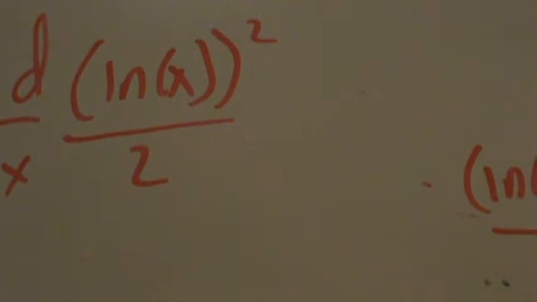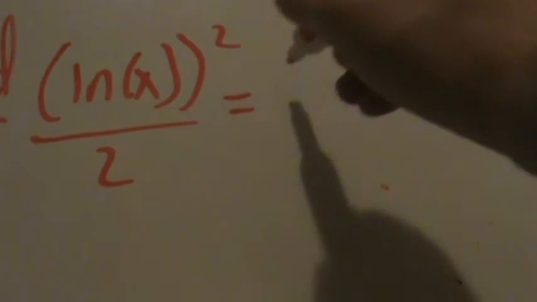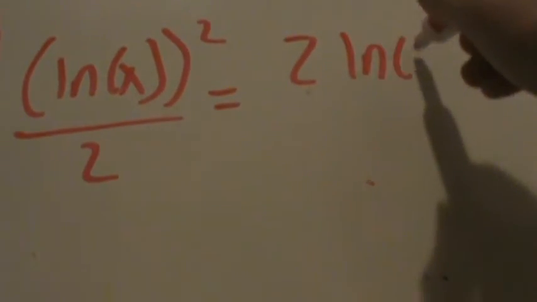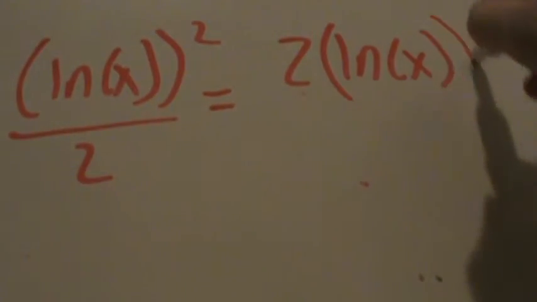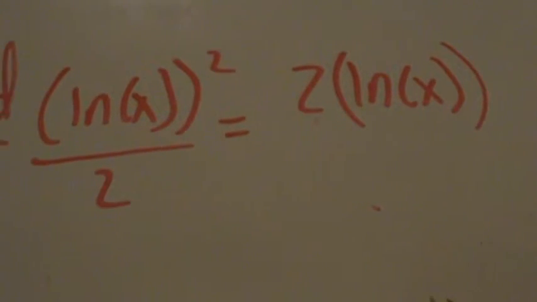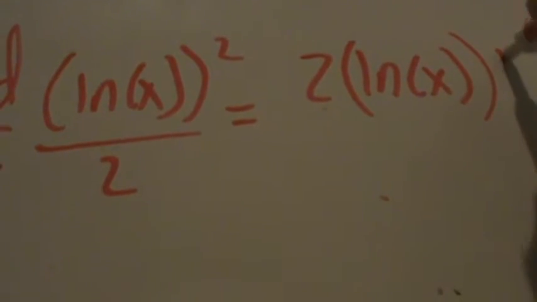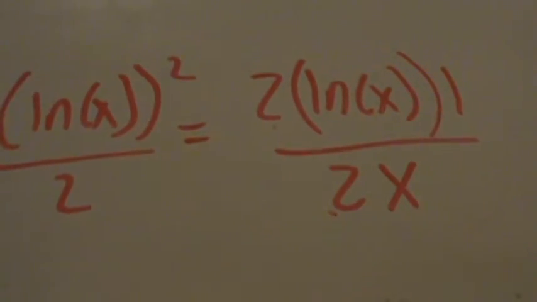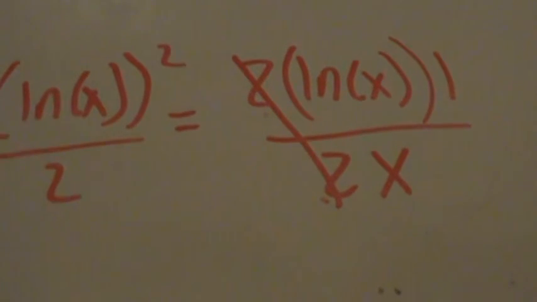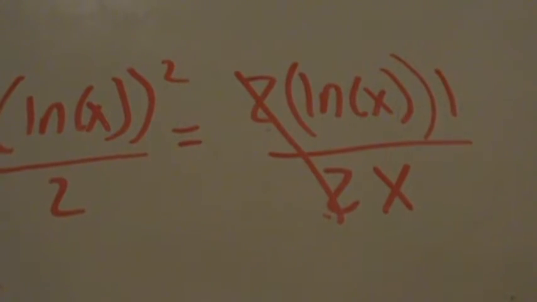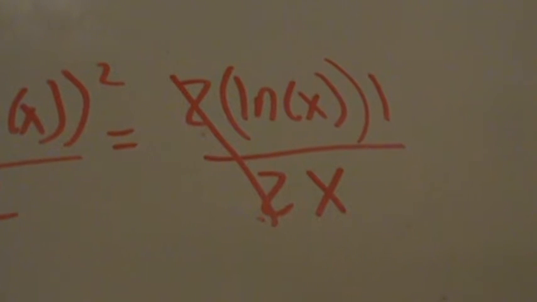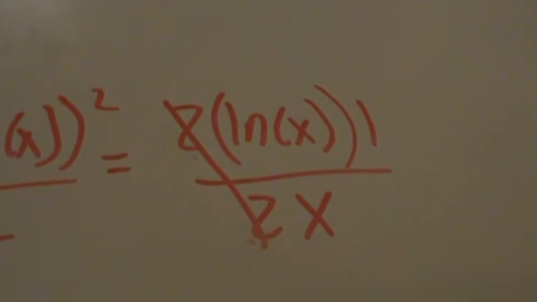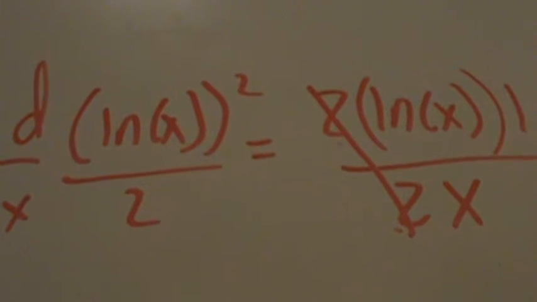Okay, so we basically have to follow chain rule here. So we know that this is equal to 2 ln of x, but what do we still have to do? We still have to take the derivative of the inside, which is 1 over x. So we have 2 ln of x over 2x. And then what happens? The 2s cancel. So look at that. We got the integrand. So we did successfully integrate it.